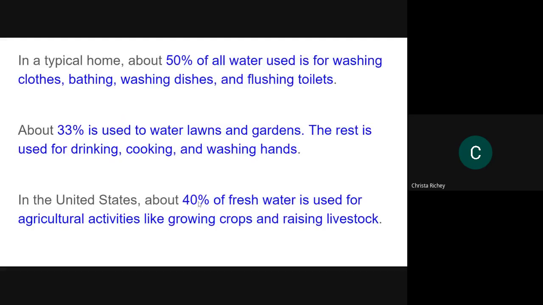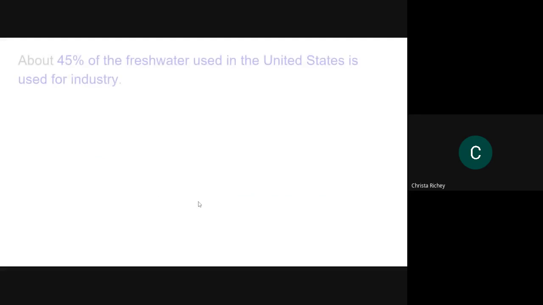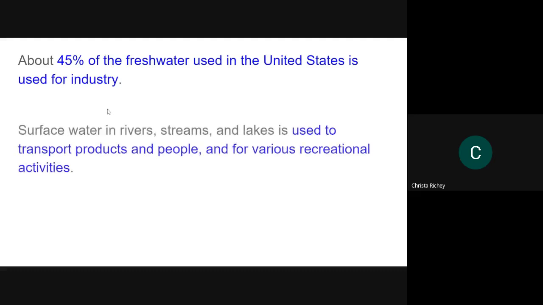So 40% of our water is used for agriculture. 45% is used for industry. So that's 15% of the water used in our country is used for personal home use. Of that, there's the 50, the 33, and the 17% breakdown. Don't worry, I'm not going to make you calculate it from a whole. I'm just not going to do that to you.